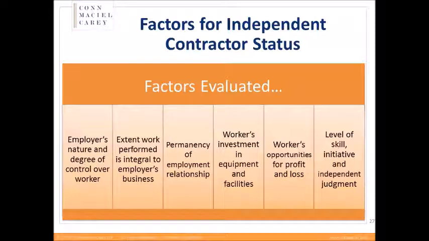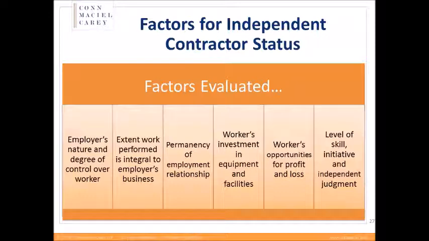The third factor is permanency of the employment relationship. A short defined relationship tends to suggest an independent contractor status versus a permanent and indefinite employment relationship, which would be more likely to support an employee as opposed to an independent contractor. Then the fourth factor is the worker's investment in equipment and facilities. An independent contractor should have their own business investment in the work and equipment that they're using to perform the tasks for which they're hired so that they share in the risk of loss.